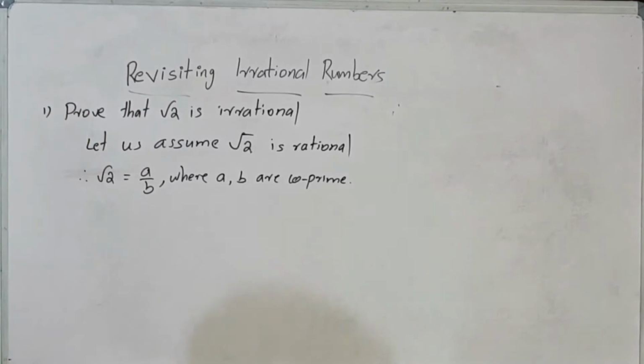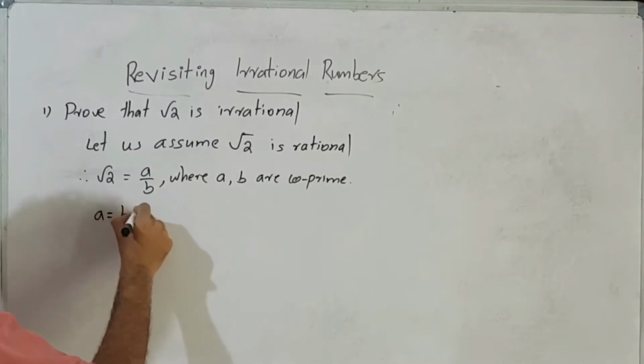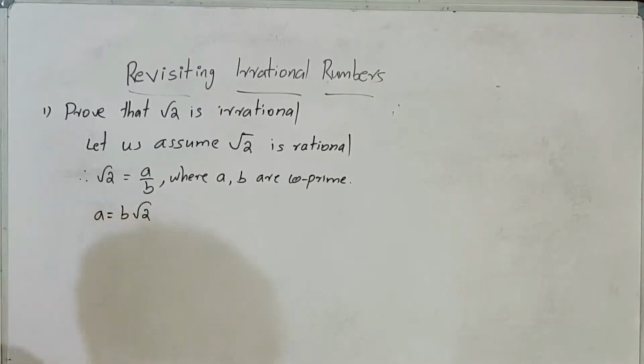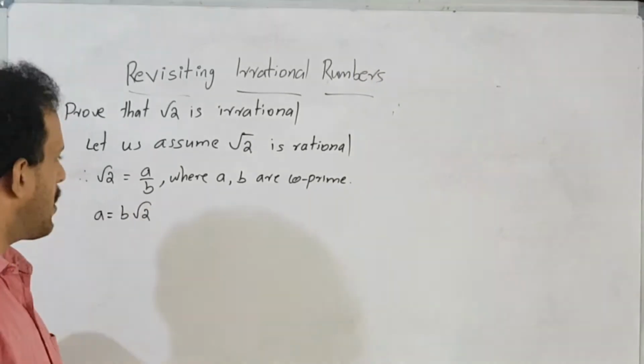Next we transpose the B to this side. Then what do you get? A is equal to B root 2. Correct. A is equal to B root 2.